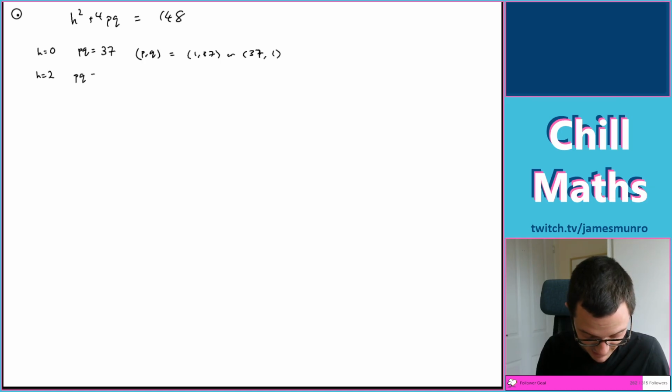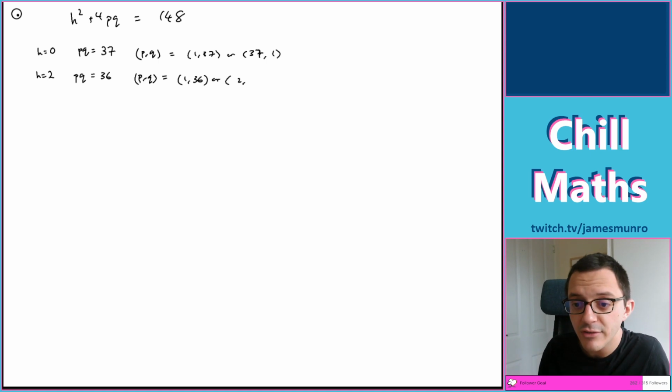The next case is h is 2, in which case this side will be 4 fewer. Dividing by 4, we'll get down to 36. And there are really quite a lot of cases here, aren't there? We had some of these last time.